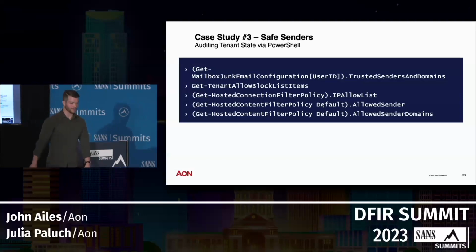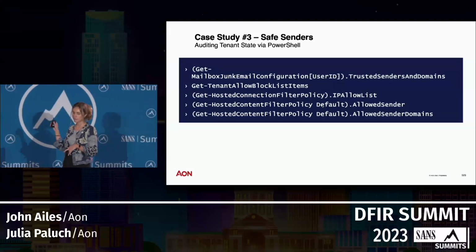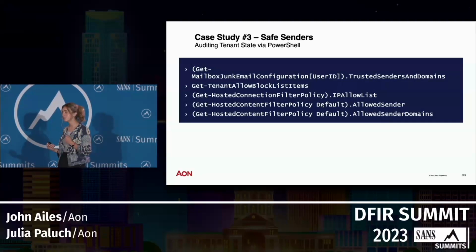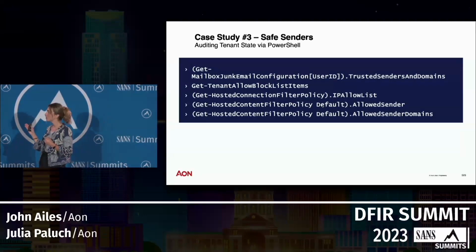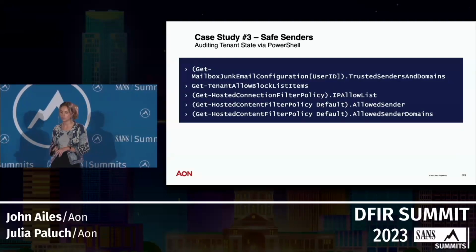What's great about this is that you can actually audit the tenant state with PowerShell. So this first commandlet in the list, you can use to audit a specific user and their trusted senders and domains. And those last four you can use to audit an entire tenant. And what John was just talking about, the IP allow list, allowed senders, and allowed sender domains.